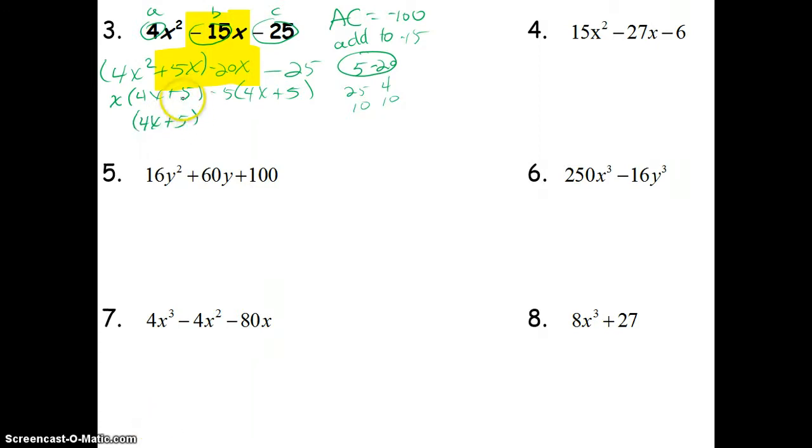From this point, we factor out our greatest common factor from this line, which is 4x plus 5, and we are left with x minus 5 as our other term.